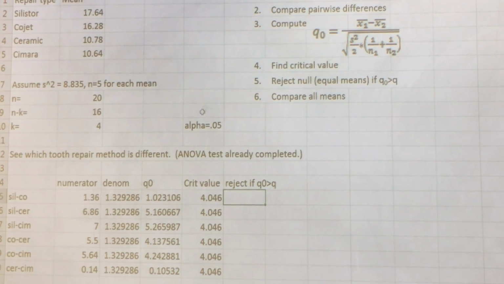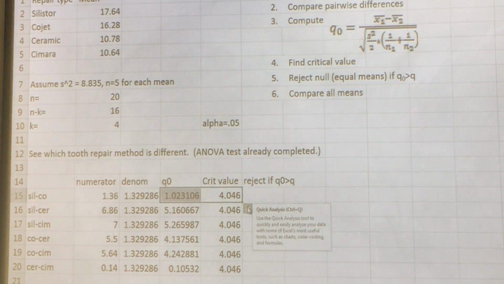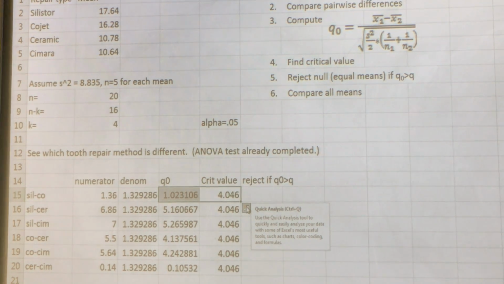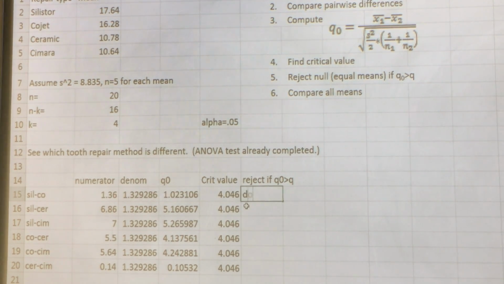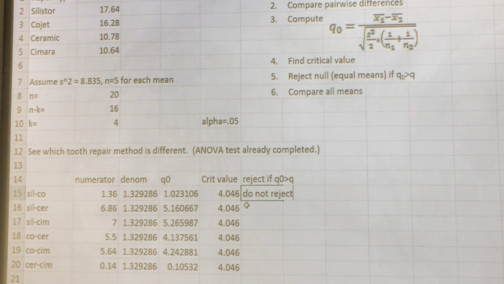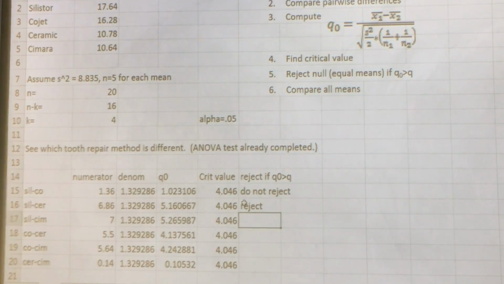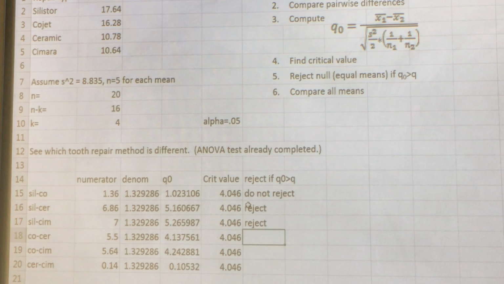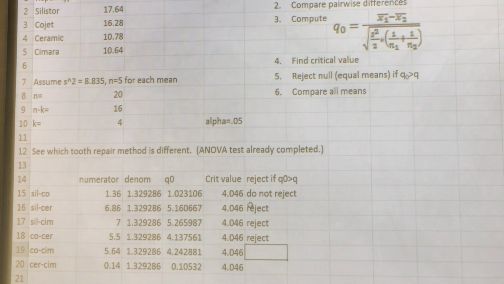So as I compare these two values here, is 1 greater than 4? No. So do not reject. How about 5? Is 5 greater than 4? Yes, so I reject. How about 5 greater than 4? Reject. 4.1 greater than 4.0? Reject. 4.2 greater than 4.0? Reject.